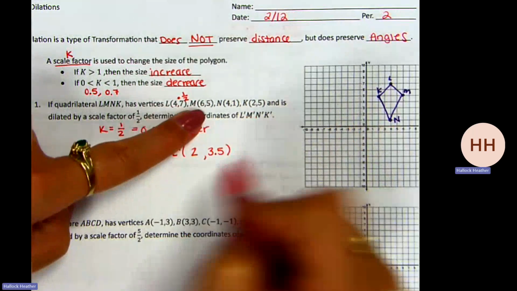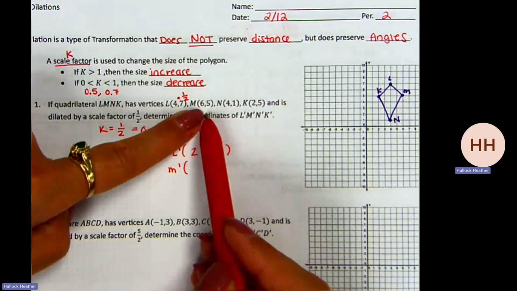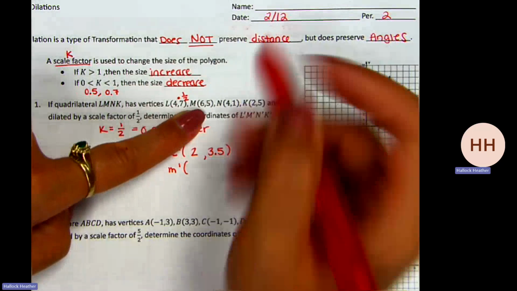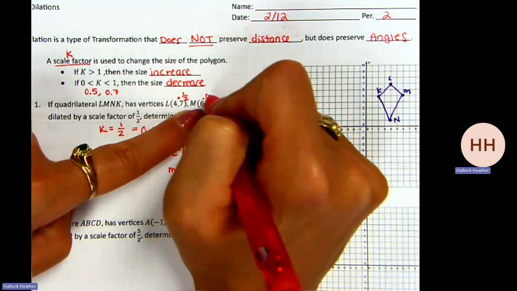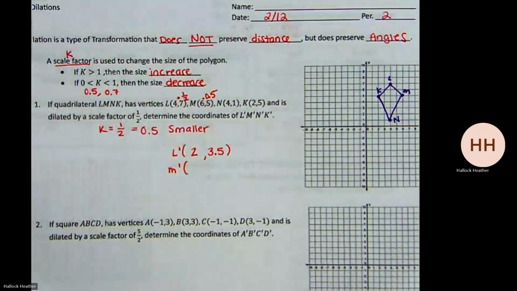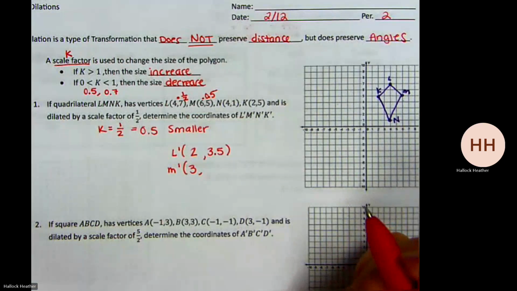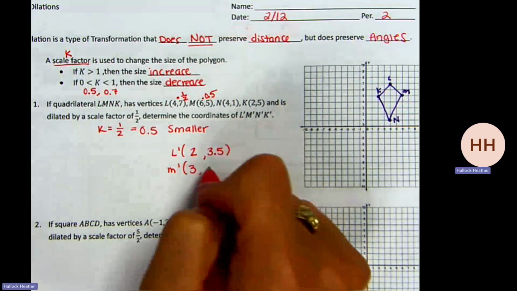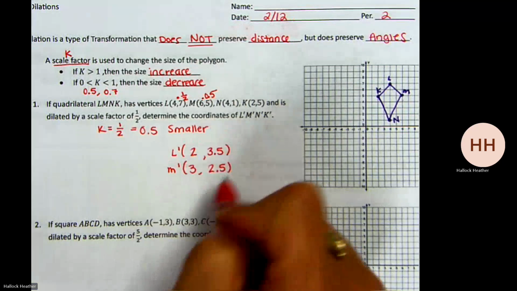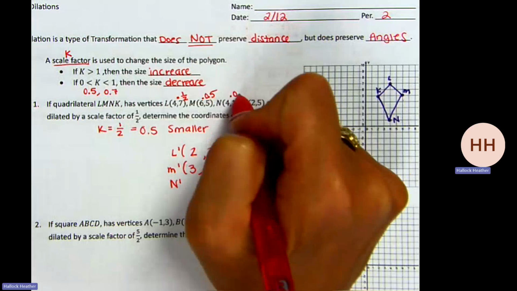And I'm going to do the same thing to M. M was 6 comma 5. Now what is it going to be if I multiply by 1/2? 3 comma what? 2.5. And same thing, I'm just multiplying by 1/2 or 0.5.